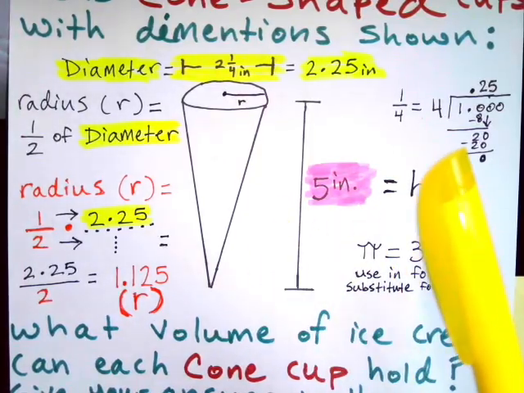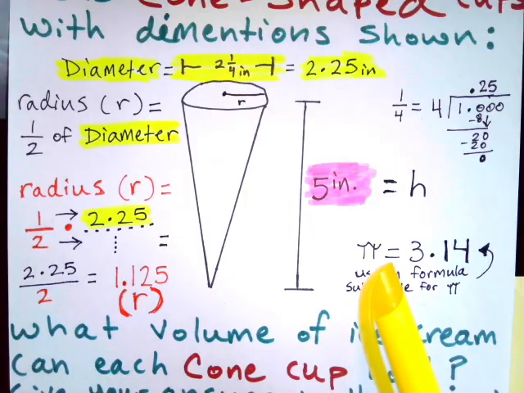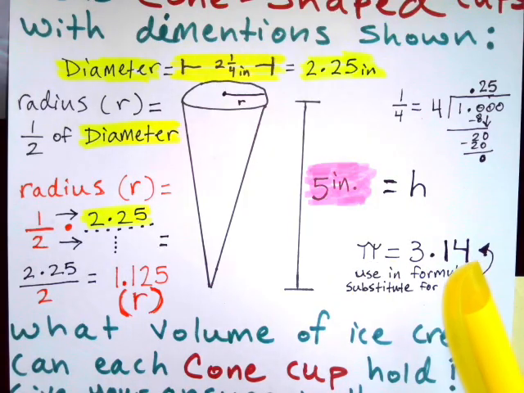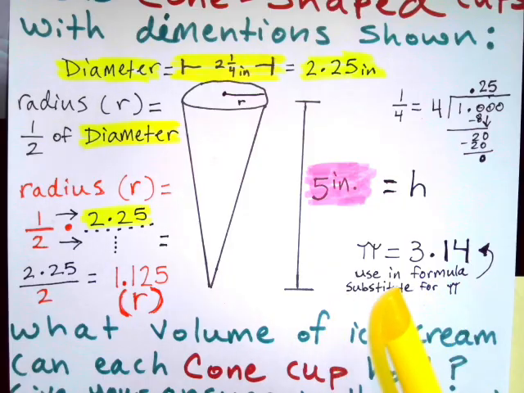So it's another organizing value. And again, in the formula, they use pi. And so pi is equal to 3.14. We're going to use 3.14 in the formula. So, substituting for the pi. This is a symbol for pi. We're just going to use 3.14.